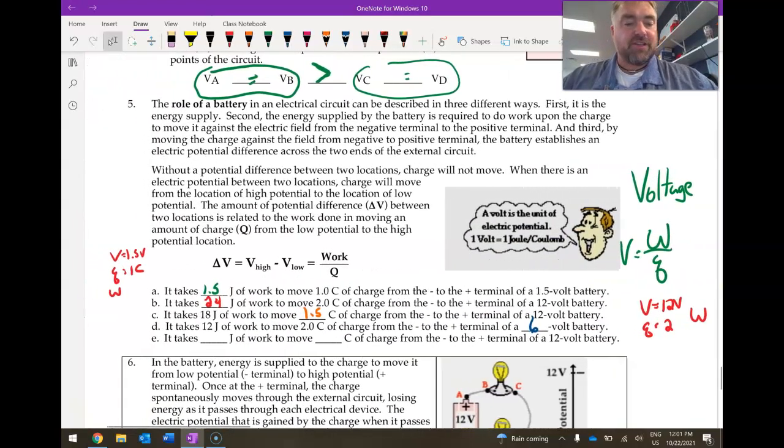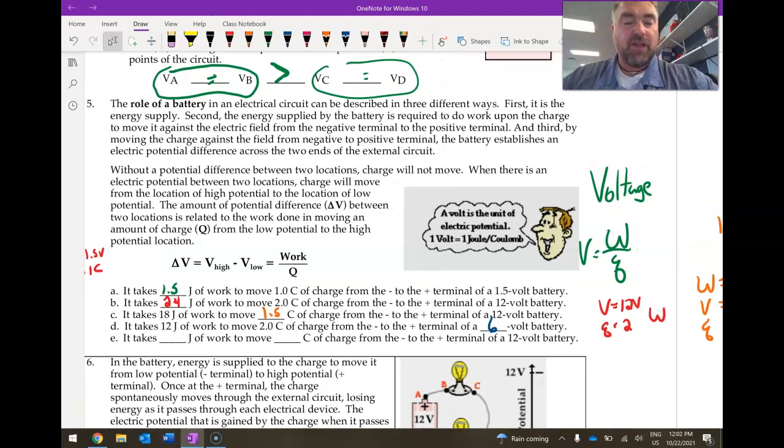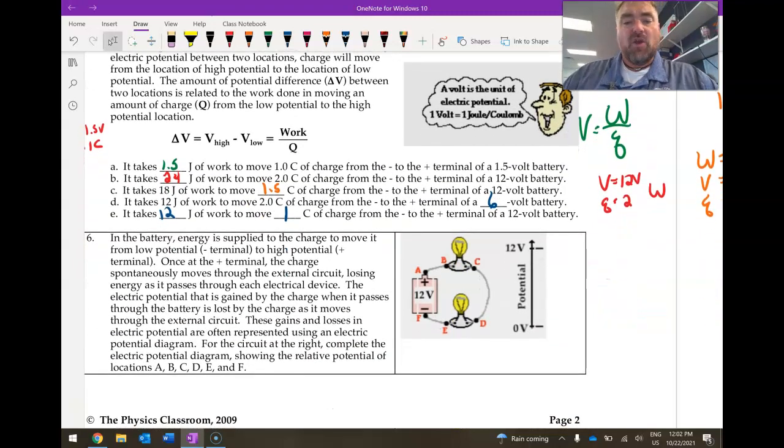And lastly, it takes blank joules of work to move blank coulombs of charge to the negative positive terminal of a 12-volt battery. And we can make this whatever we want. If we made this 1 coulomb of charge, then we would know that it would take 12 joules of work. If it took 24 joules of work to move 2 coulombs of charge, and so on and so forth.